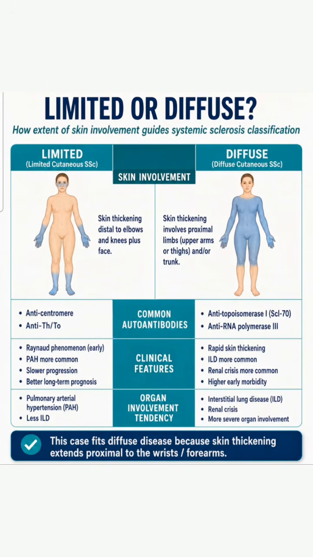Now compare limited versus diffuse. Limited systemic sclerosis is often linked with CREST features and anticentromere antibodies. The major long-term concern is pulmonary arterial hypertension. Diffuse systemic sclerosis is linked with anti-SCL70 and anti-RNA polymerase. The major complications are interstitial lung disease and scleroderma renal crisis. So the key classification clue in this case is proximal skin thickening.